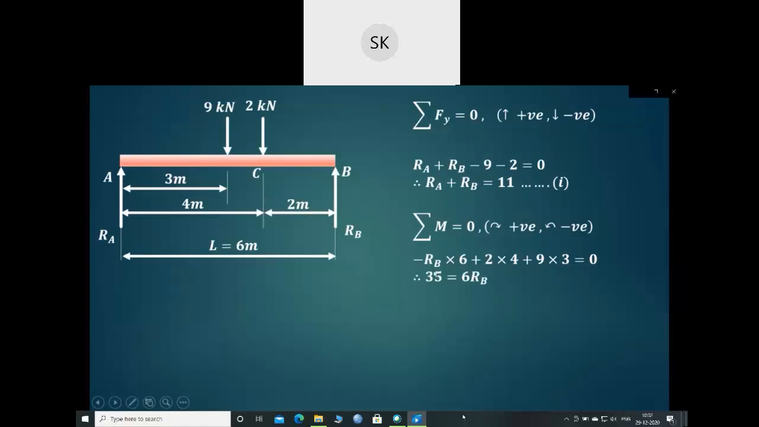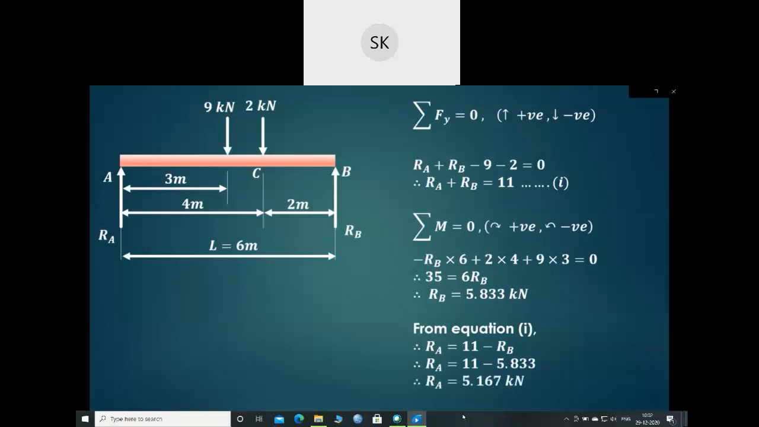Now transfer this negative term, minus RB into 6, to the other side, so it will become 6 RB. Then 2 into 4, that is 8, plus 9 into 3, that is 27. So total will be 35. So we can say that RB is equal to 35 divided by 6, that is 5.833 kilonewton. Now substitute this value of RB in equation 1. From equation 1, RA is nothing but 11 minus RB. So it is 11 minus 5.8333, that is 5.167 kilonewton. So these are the values of RA and RB.